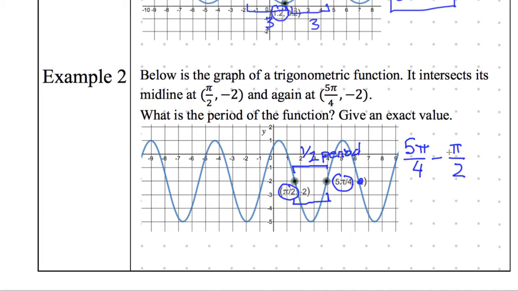They have to be the same. So what do I multiply this right fraction by? 2 over 2. So it's 3 pi over 4. Oh, she's already ahead of us. So yeah, 5 pi over 4 minus 2 pi over 2. And Rochelle correctly told us that 5 pi minus 2 pi is 3 pi.